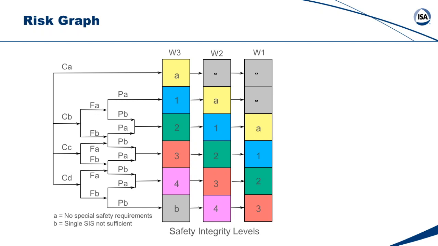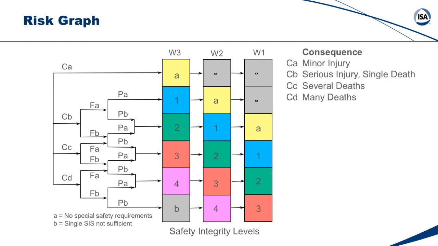And it's a simple idea that it's easy to have one graph and one slide to get this idea across. Now we start on the left with the consequence factors, CA through CD. Now, this would be an example of a risk graph for personnel safety.